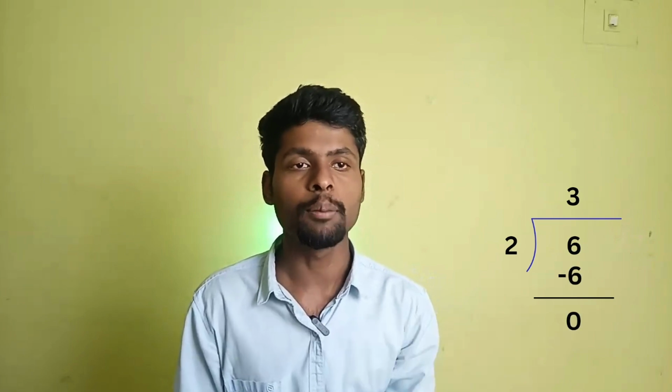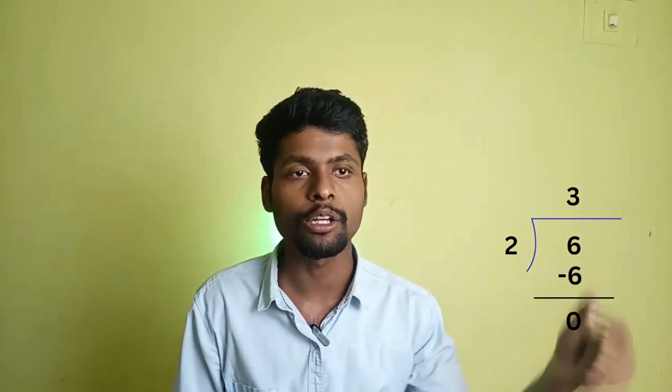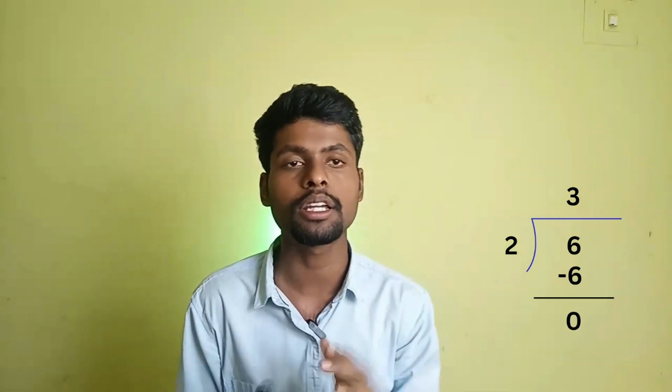Then our third step is we need to subtract this 2 value. If I subtract, I will get the remainder 0. This 0 is our remainder value, this is our coefficient value, and this is the user given value. Hope I am clear. Let's see one more value.